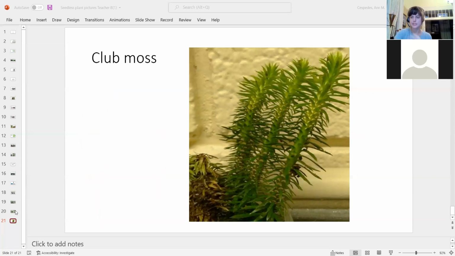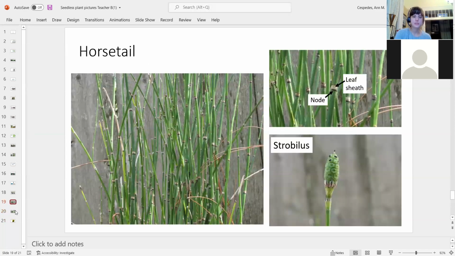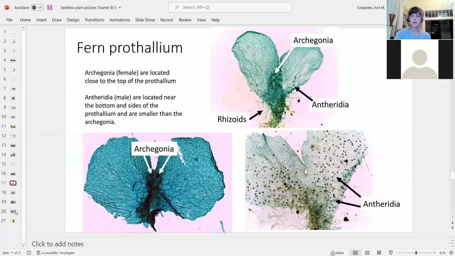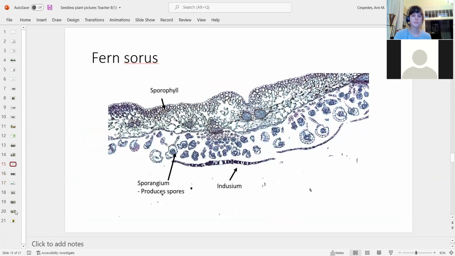So this is a sporophyte. It's doing photosynthesis. The gametophyte's tiny and small and not doing photosynthesis. Okay, so that's a trend we're going to see keep going when we get to seed plants.